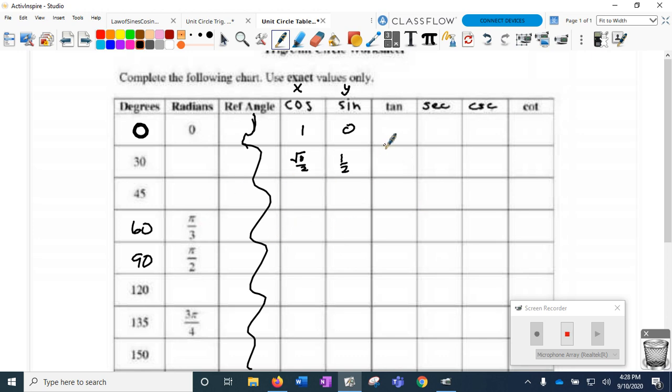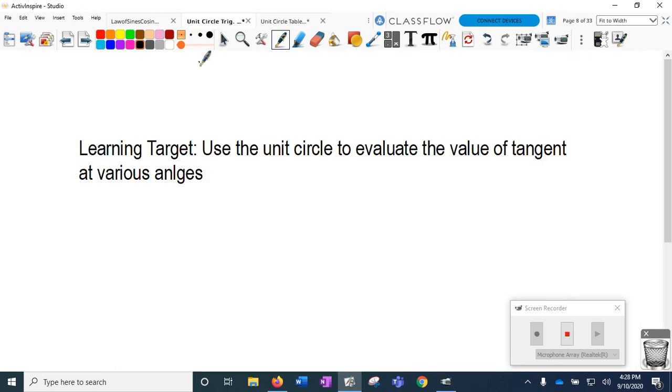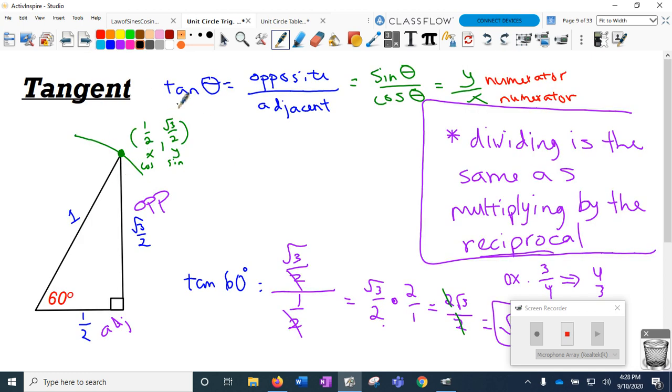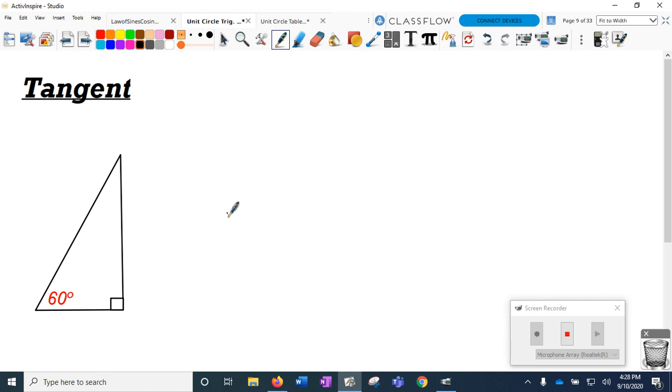What we're going to talk about today is tangent. How do we get tangent? So that's our learning target. Use a unit circle to evaluate the value of tangent at various angles. Okay, so let's talk about tangent. If you remember when we were dealing with SOHCAHTOA, tangent was the ratio of the opposite side over the adjacent side.